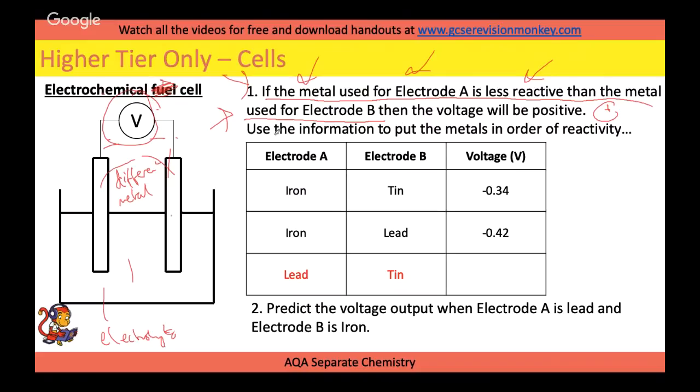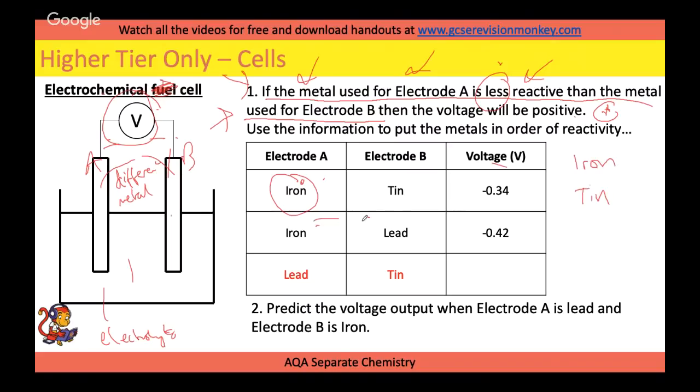And they might say something like, use the information to put the metals in order of reactivity. So let's look at these ones. Iron is electrode A, and electrode B is tin. So they're producing a voltage because they're reacting differently with the electrolyte. And if the metal used for electrode A is less reactive than the metal for electrode B, then the voltage is positive, but it's not. So that must mean that the iron is actually more, not less, reactive. So iron is going to go above tin.